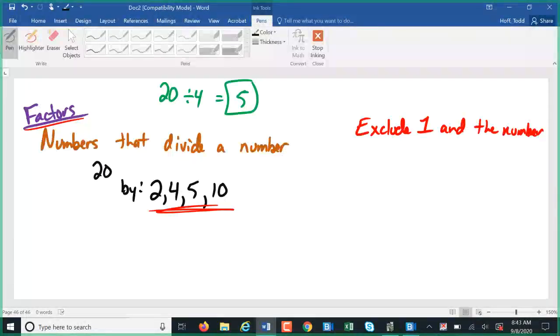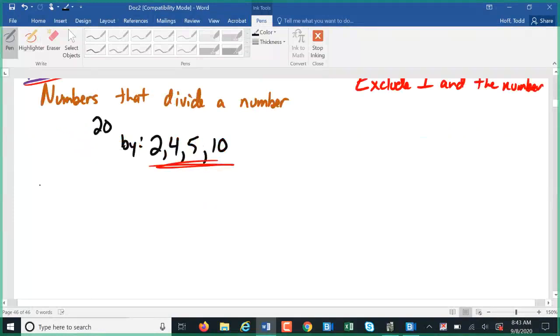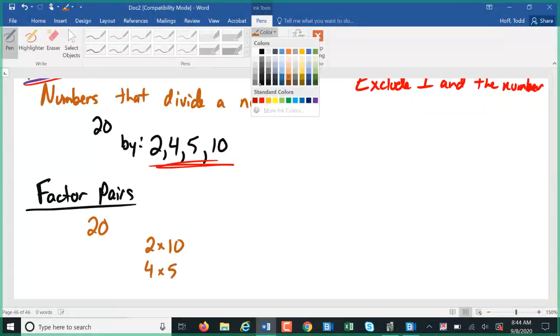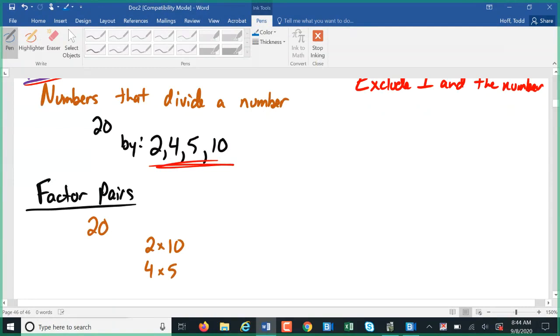Well, factors come in pairs. So again, using 20, the factor pairs would be 2 times 10 or 4 times 5. If you really wanted to get technical, you could do negative 2 times negative 10, because a negative times a negative is a positive, and negative 4 times negative 5. We're going to stay positive here today.